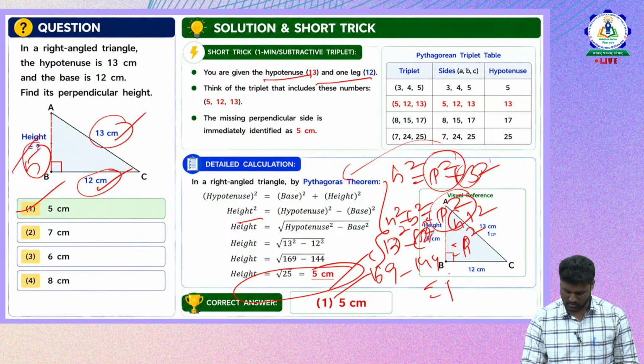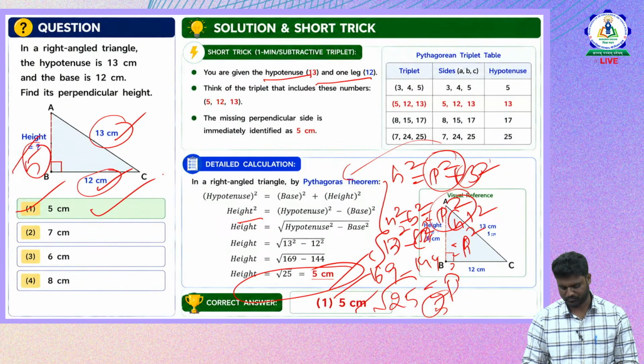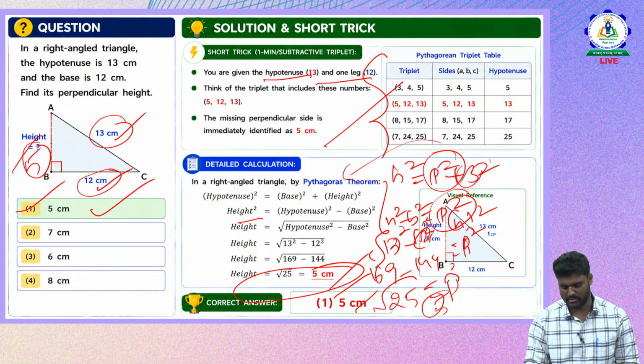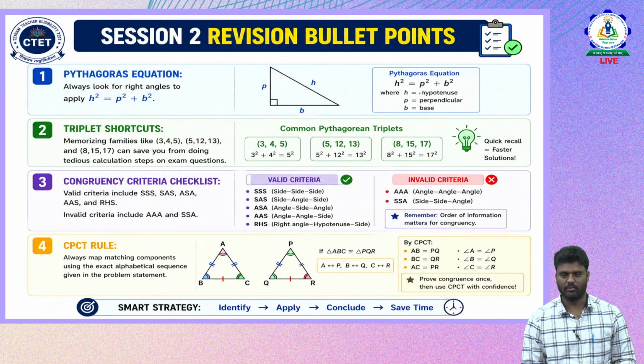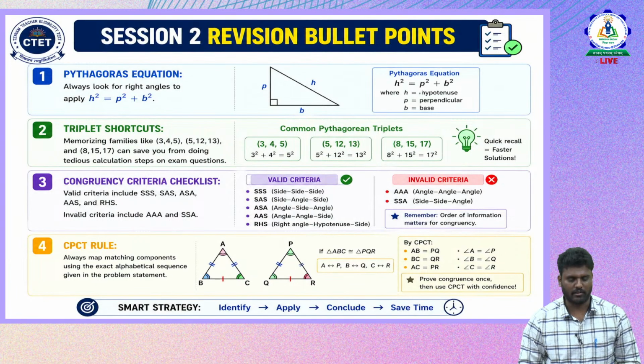Now if we need to identify the value of p, if you simplify, we'll get 25. So p is equal to square root of 25, the value of the root 25 is 5. That is option 1. So this also you can solve, or if you remember these triplets, easily by seeing the options, we can identify the answer.